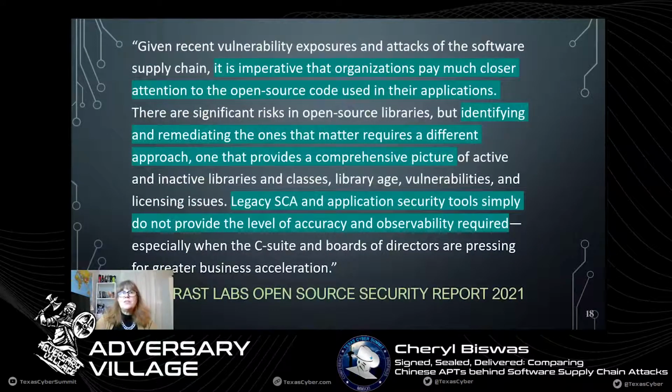This is from the 2021 Contrast Labs Open Source Security Report. I know there's a lot to take in here, but the key points are these. If you use open source code, then you need to be paying more attention than you have been. And what we've been doing to identify and remediate risks isn't comprehensive. We're missing stuff. And the legacy security tools in use are not securing us. We've got to level up.